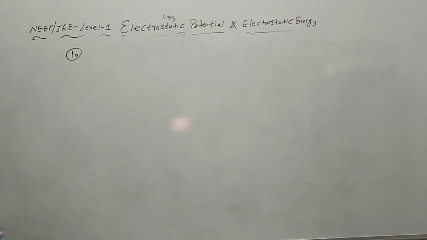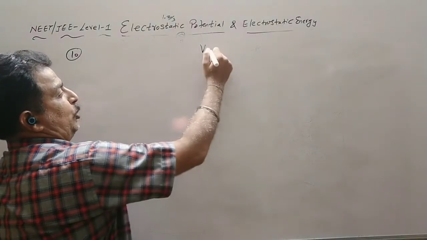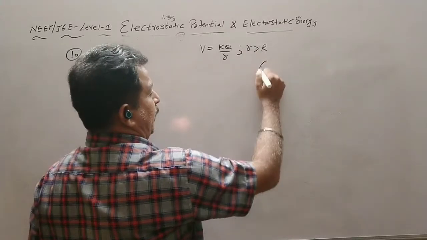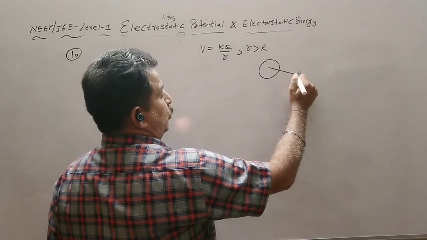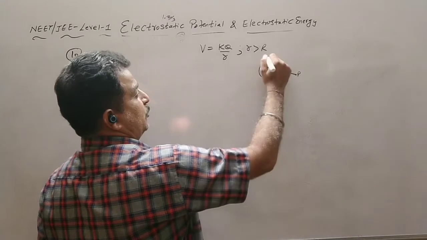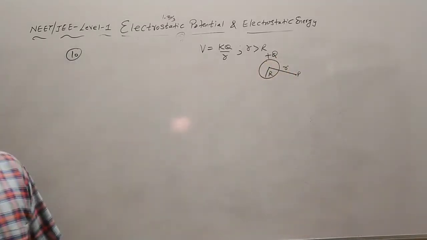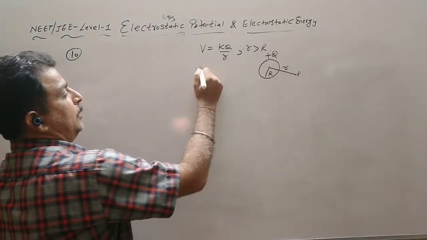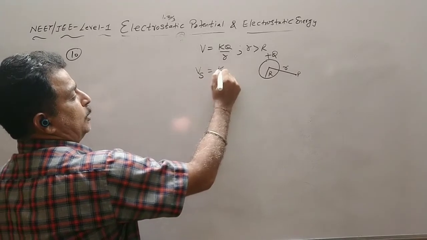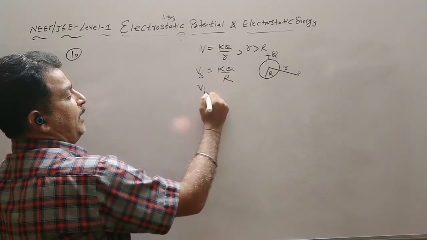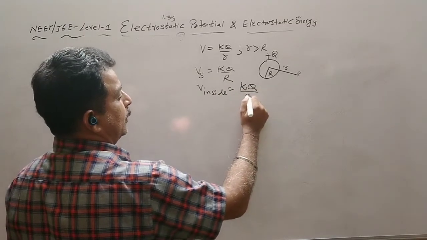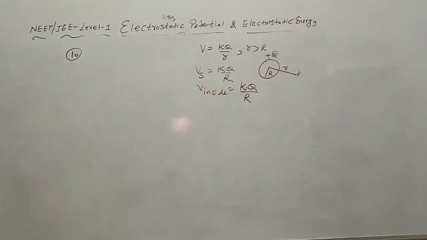Number 10. Now before that, we know that potential is equal to kq upon r for r greater than R. It means if a point P is outside at a distance small r from a sphere having radius capital R, then the potential is kq by r. Then V on the surface was kq upon capital R, and V inside was also equal to kq upon capital R. So this was the case for a spherical shell that we have done.